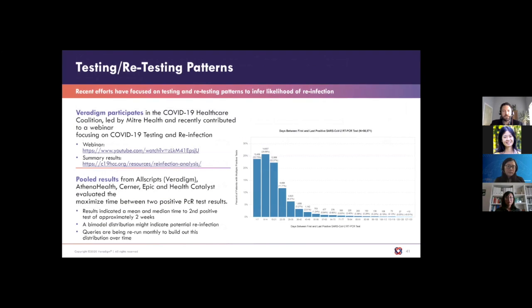So here's an example I'd like to spend a little more time on. In a separate work stream, Veradigm is participating in a coalition of data partners who are running a series of federated and coordinated analyses to help address key questions throughout the pandemic. This particular coalition is being led by MITRE Health, and this analysis included members from Athena Health, Cerner, Epic, and Health Catalyst. MITRE Health presented these results and a few other volunteer-driven analyses in a webinar a couple weeks ago. You can find it on our website.